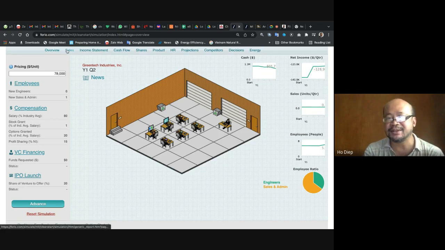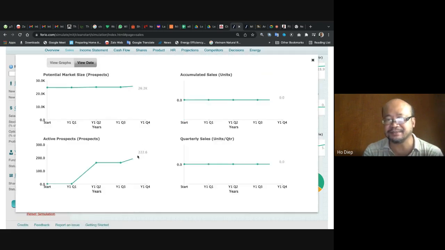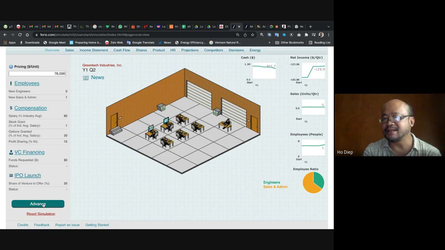Let's look at the sales. Sales is very important. The sales staff managed to talk to 222 active prospects, but the size of the market is also increasing as well. So hopefully our increase here is faster than the increase here. You can see the steepness of this curve is higher. So we are growing with the market. Not only that, we are growing faster than the market as well. So let's continue anyway. Let's advance for another quarter.